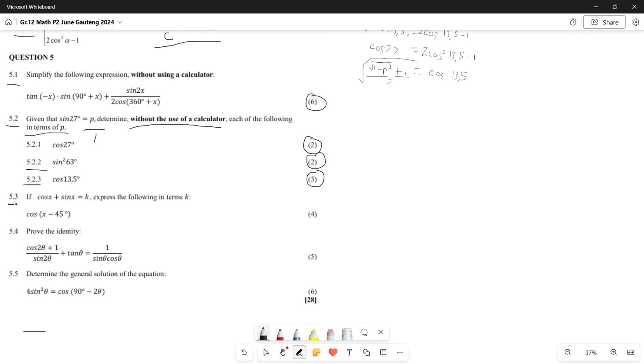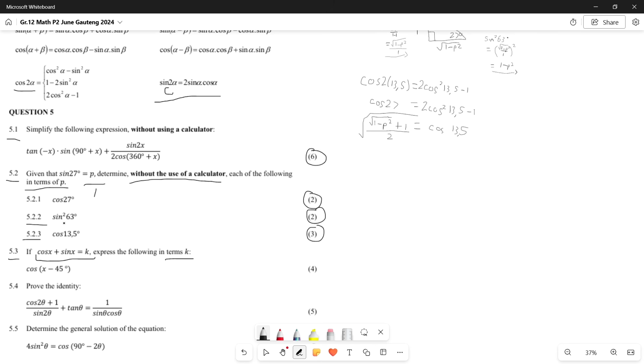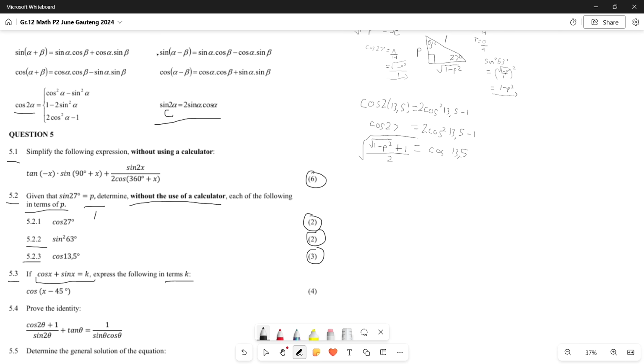So then 5.3 says if cos x plus sin x equals k over here, express the following in terms of k, just as we did in terms of p here, but they did not say without the use of a calculator. So this is not a construction, but it is some sort of compound angle, because we can see we have cos of x minus 45, and this is quite similar, if not exactly the same, as cos of a minus b over here, which means if we usually see a compound angle, the best bet is to expand it.